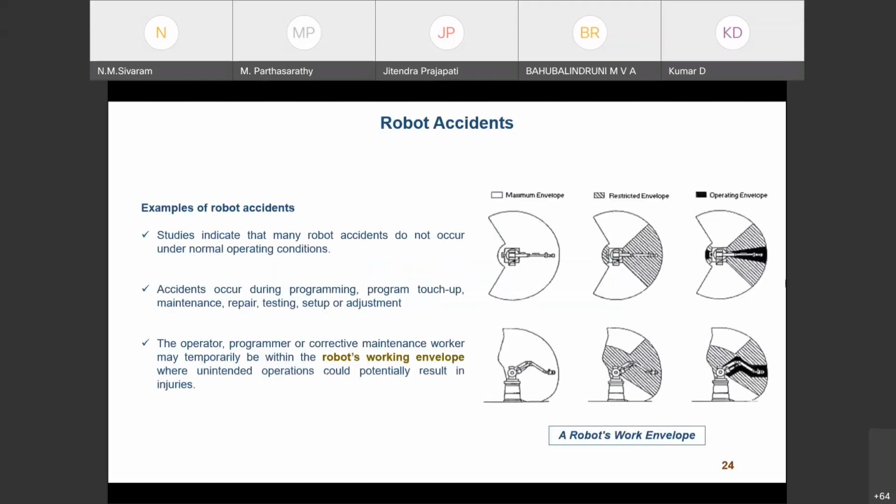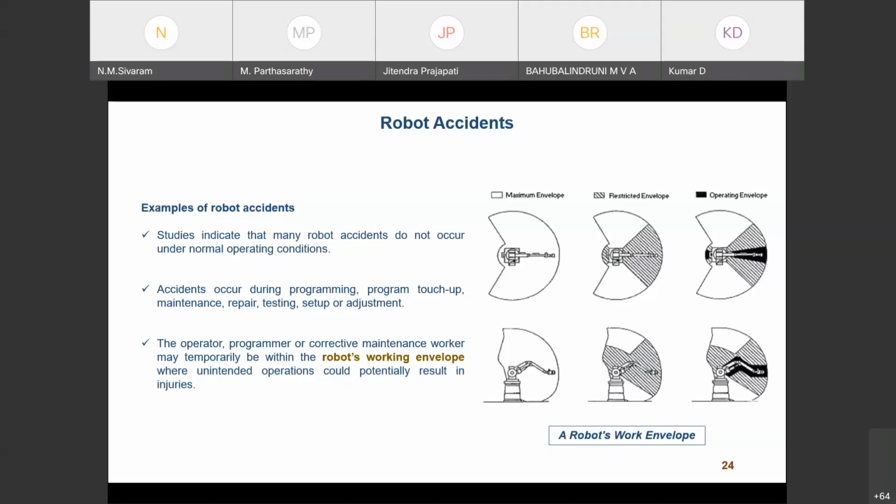Examples of robotic accidents: like I told you earlier, all accidents occur in the robotic envelope, the operating envelope. A robot's working envelope is a very hazardous place. A person entering the robotic working envelope should be very careful, and it is not easy. We should follow certain procedures and standards, because that is a very unsafe place to be in the case of industrial robots.